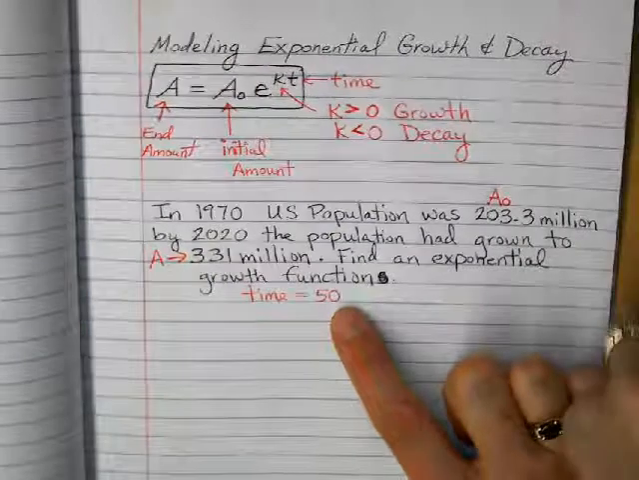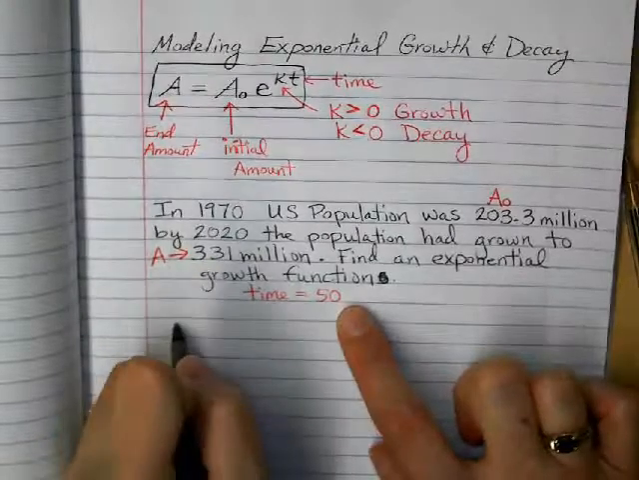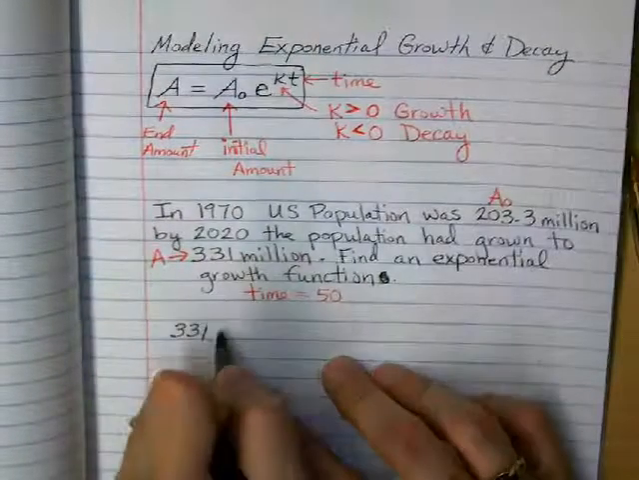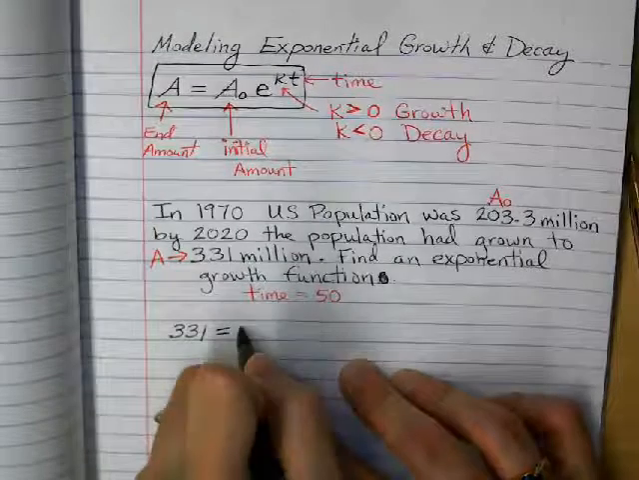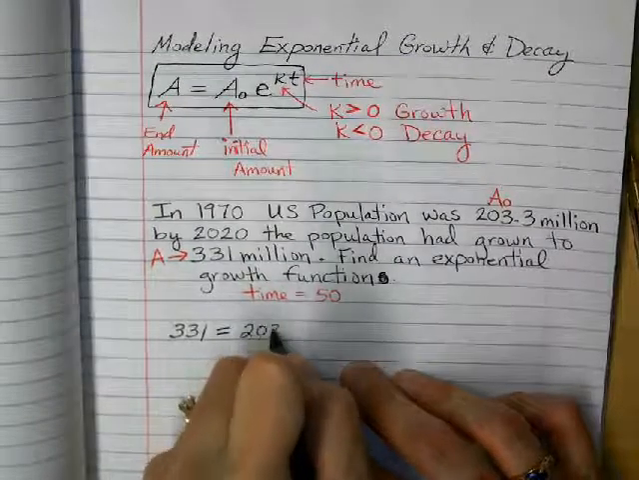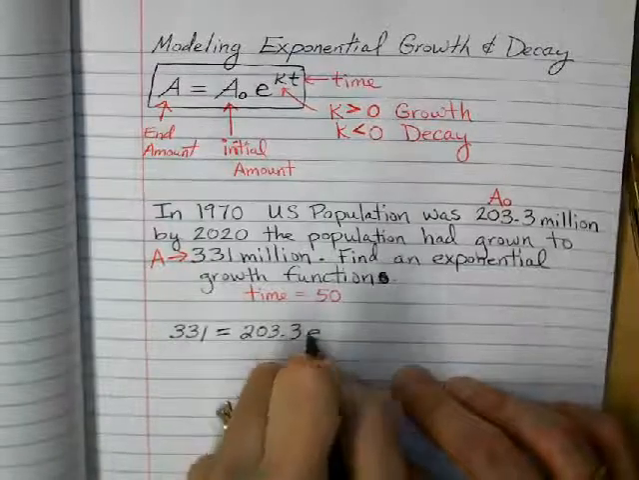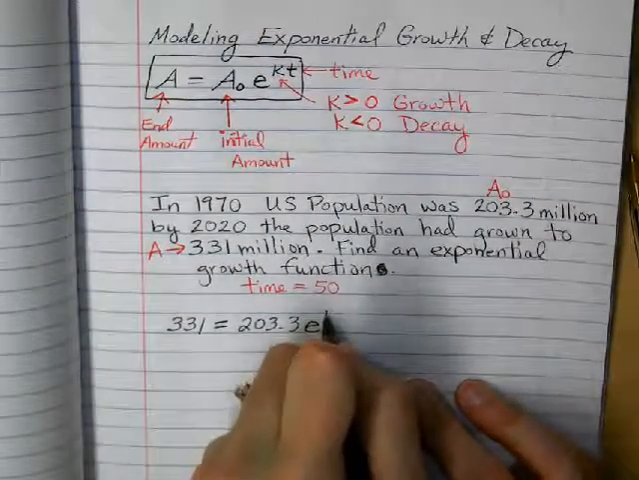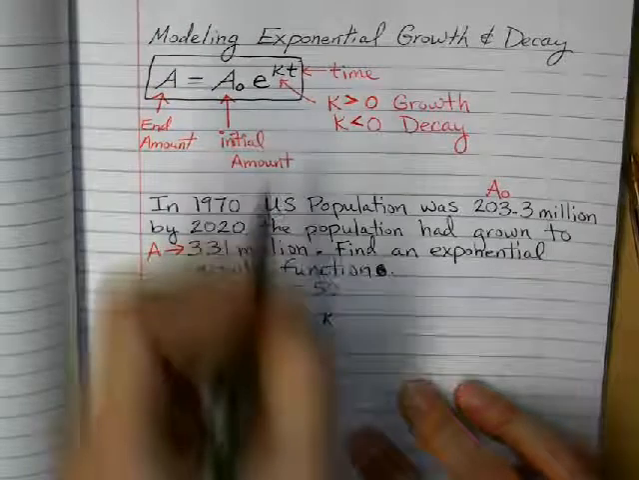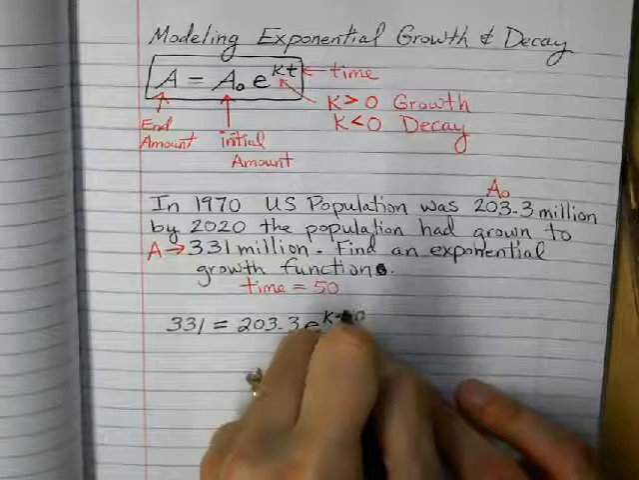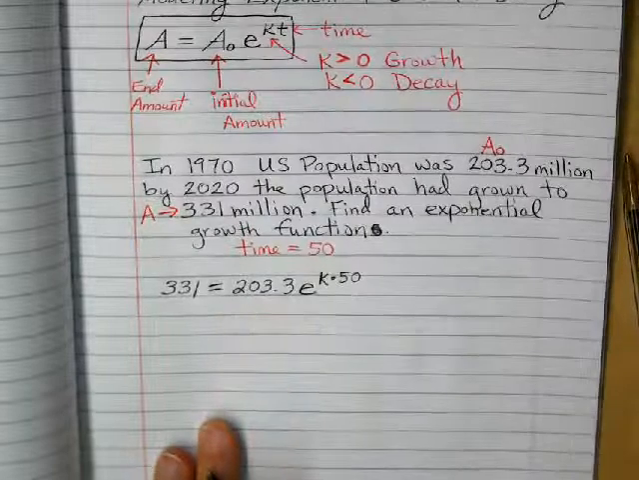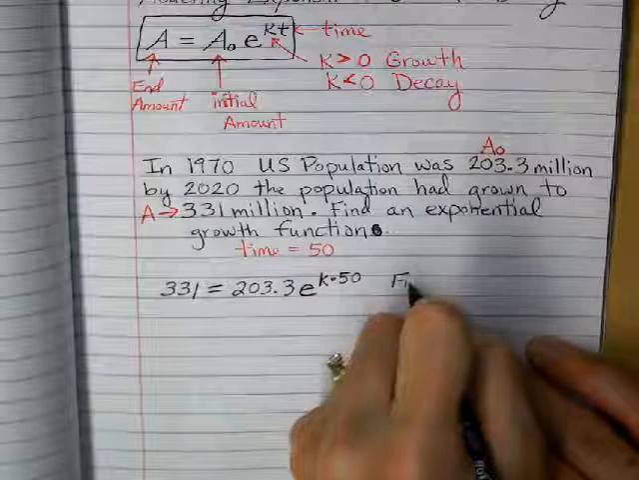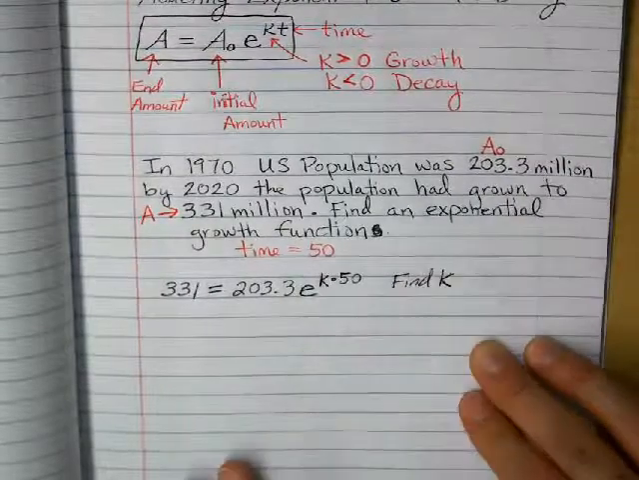Okay, so let's start plugging the numbers in. So 331, we could put that for A, because that was after the 50 years went by. A sub 0 was 203.3. e, you have to put e. Okay, we don't know what k is. They didn't say that in the problem. We know the time's 50 years. So that's how much we know. We kind of have it set up, but we're going to have to find k from that.